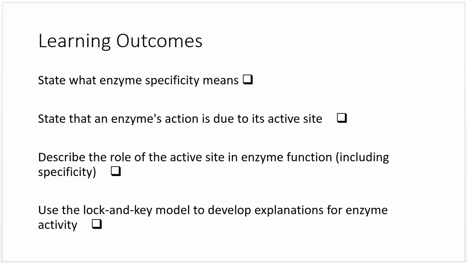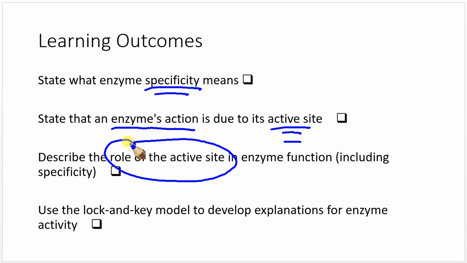So in summary, you now know what we mean when we talk about specificity. We now know that the enzyme action is all because of the active site. That's where the substrate molecules fit in. So we know the role of the active site in enzyme action and how they function. And we've seen the lock and key model. It's a useful model just to look at how the enzymes and the substrates work together.